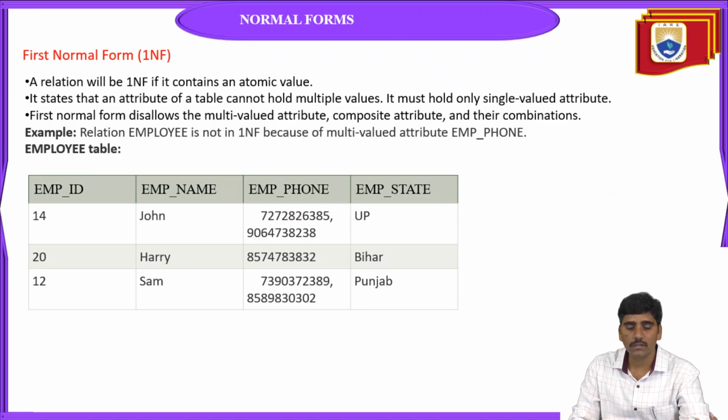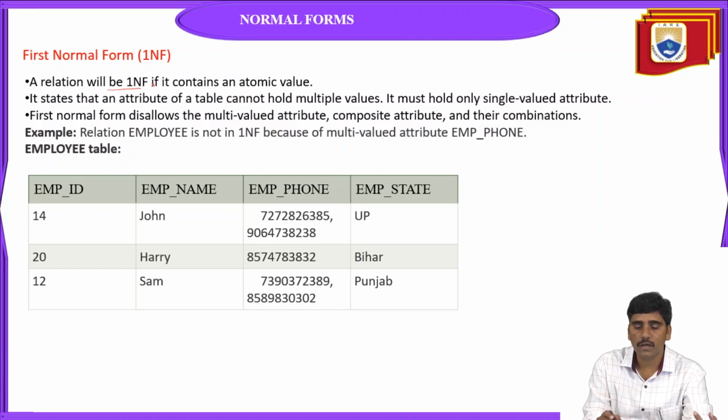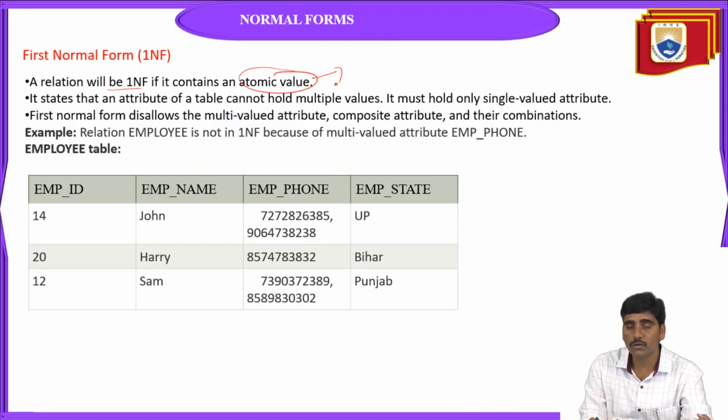Here we see each normal form, how it decomposes the tables and how it is reached. For first normal form, a relation will be in first normal form if it contains atomic values, so it eliminates grouped values. It should contain only one value. It states that an attribute of a table cannot hold multiple values. It must hold only a single-valued attribute.